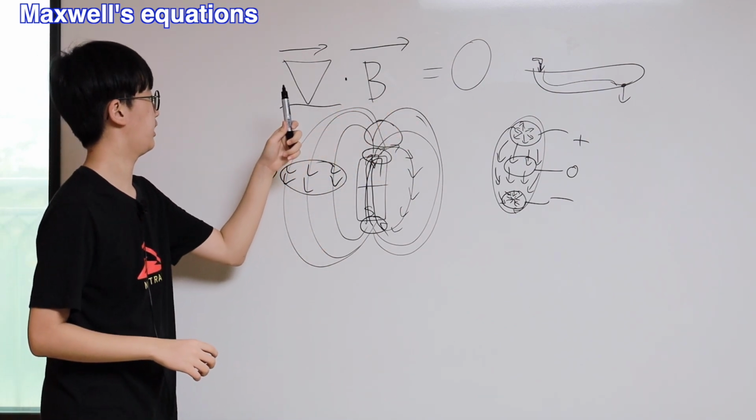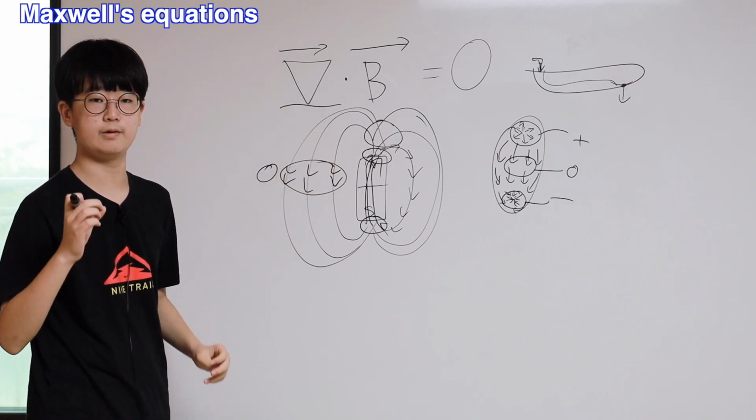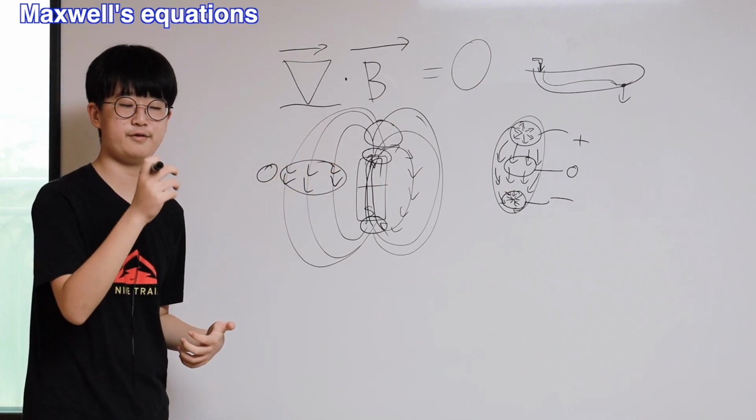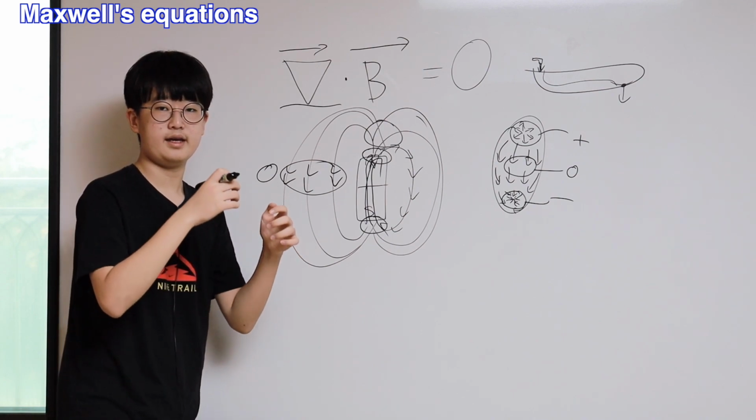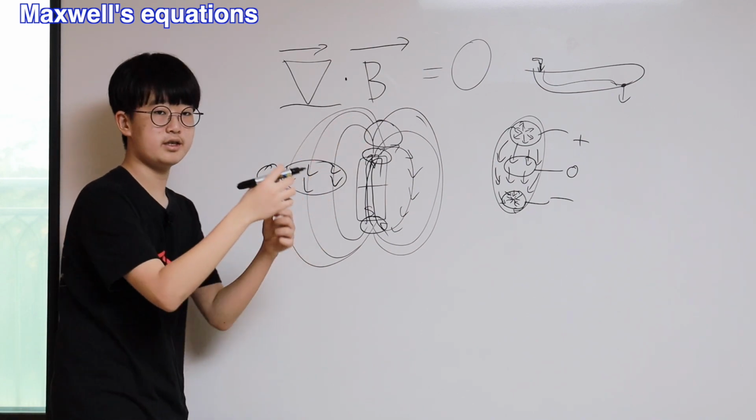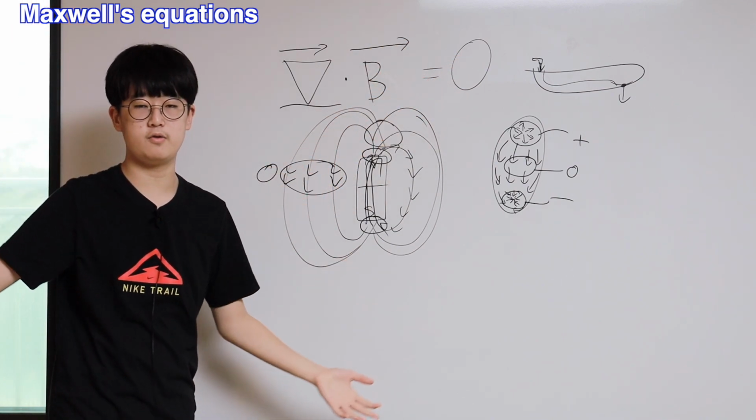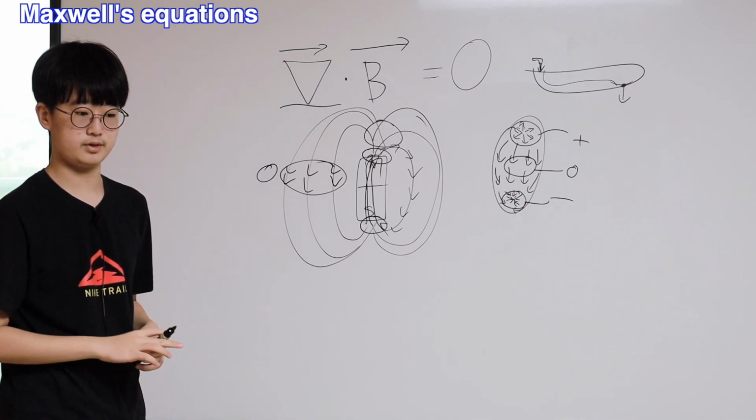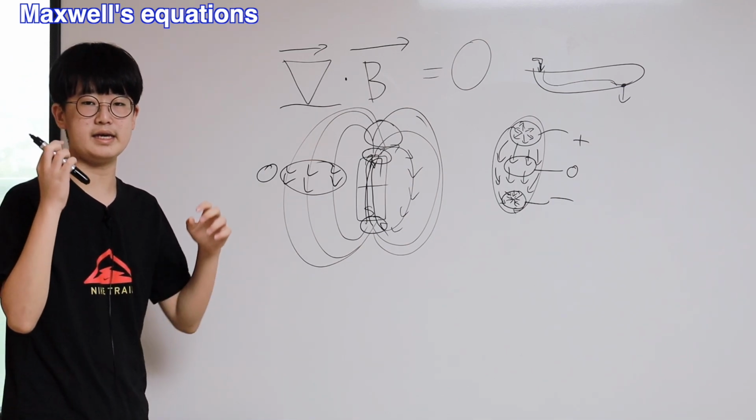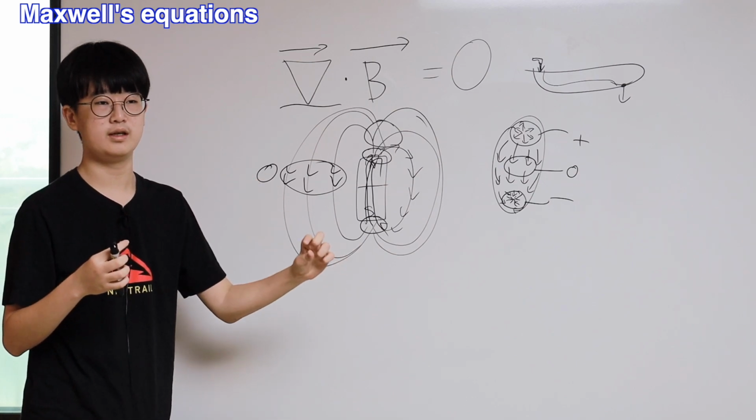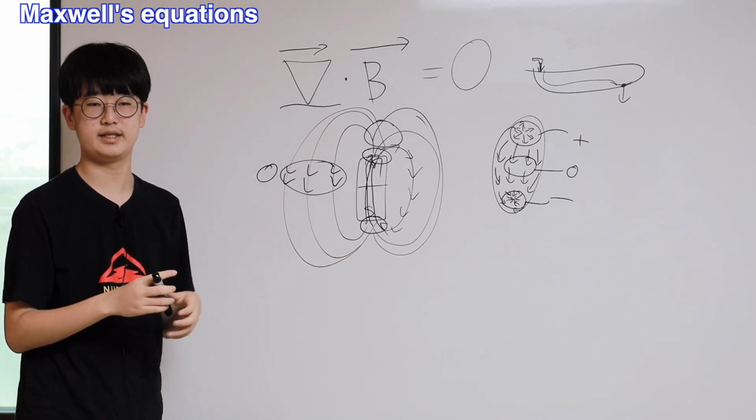The divergence of the magnetic field is zero. At any point, you can't find a source of these vectors just pouring out but not going anywhere. That's what this shows. You can't find a monopole magnet.